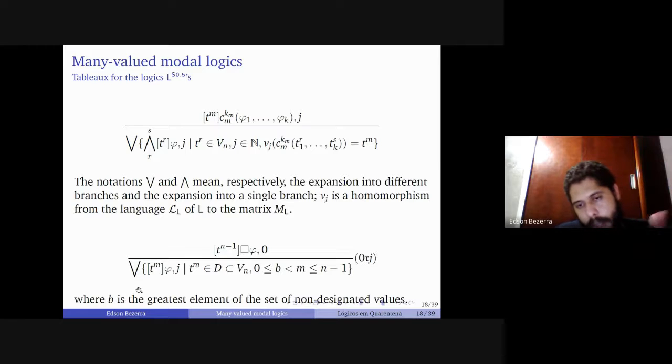Now we expand to the modal case. We have the first definition of box. So here we have T n-1, which means basically truth. By the application of this rule, you expand possibly the formula into many branches, and in these branches, the labels denote the designated values.